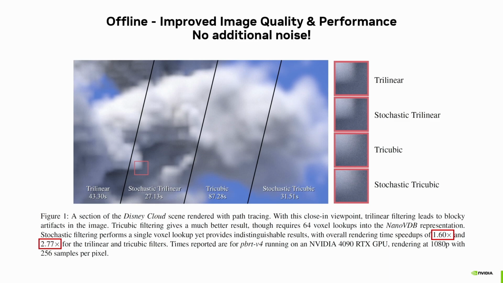And in offline use, something that's very interesting is that you can not only get higher quality filters, for example, using stochastic tricubic instead of trilinear, it can serve as significant performance optimization, and there is no additional noise. And this surprised us, but the reason is that the volumetric Monte Carlo integration noise is so much higher than any stochastic texture filtering noise that additional noise is just not visible there. So there is literally no cost, only benefits to using this approach.